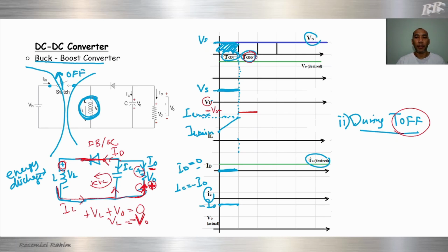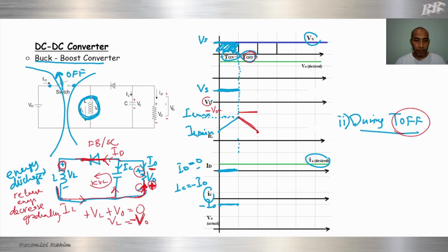Okay, how about the current IL? IL releases energy, or it will decrease gradually. So it will decrease gradually from maximum to minimum, due to discharge of the energy.